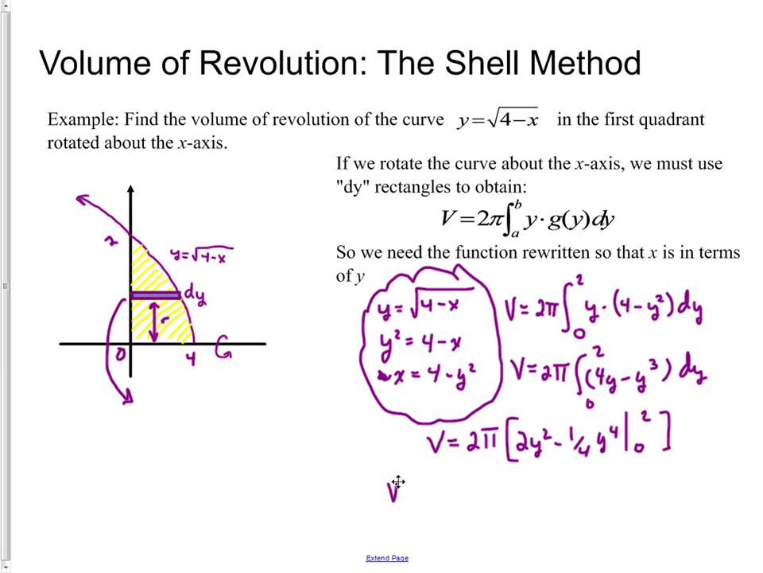So a little fancy arithmetic is going to give us our answer, it looks like. So 2 times 2 squared, that's going to be 8, minus 1/4 of 2 to the 4th. That's going to be 1/4 of 16. So that's going to be 4, minus 2 times 0 minus 1/4 of 0, which is 0. So we're going to get 8 minus 4, 4 times 2, that's going to be 8 pi as our volume right here. Well, there we go. Right? It's a nice simple method if we know how to set it up.